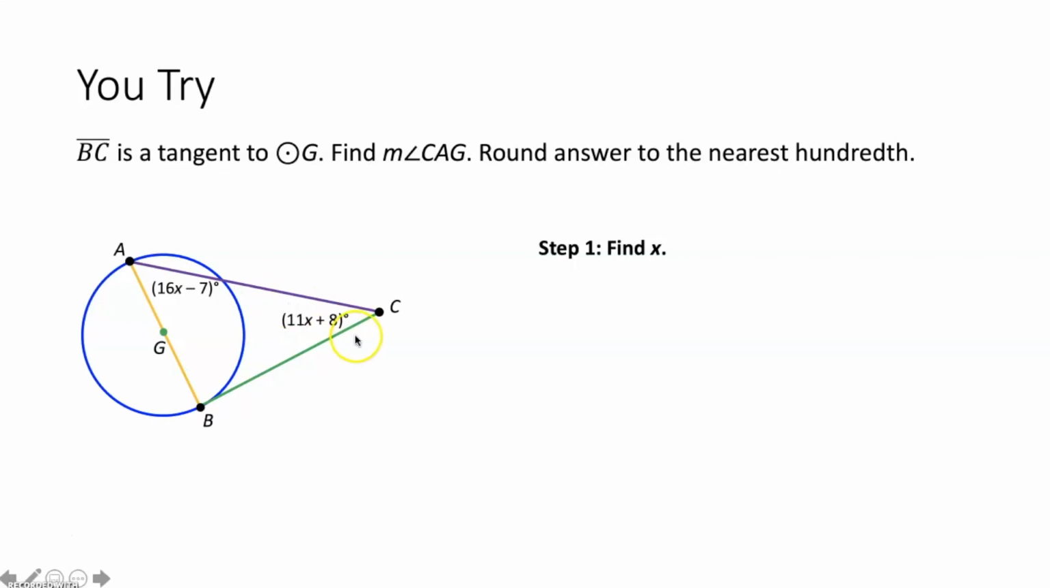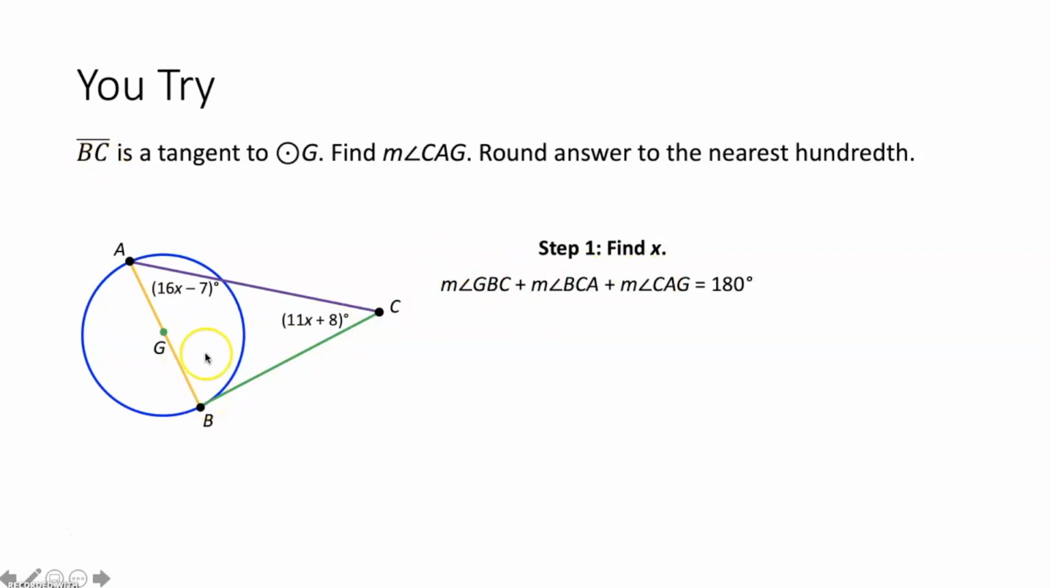And to find x, we have to set up an equation in order to solve for x. And because we have a triangle here, what we can do is add up the measures of the interior angles of this triangle and set it equal to 180 degrees by the triangle angle sum theorem. So now all we have to do is plug in what we know. We know the measure of angle BCA is 11x plus 8. That goes in here. We know the measure of angle CAG, which is what we're trying to find, is 16x minus 7. So that goes in here. The only question is, what is the measure of angle GBC right here?